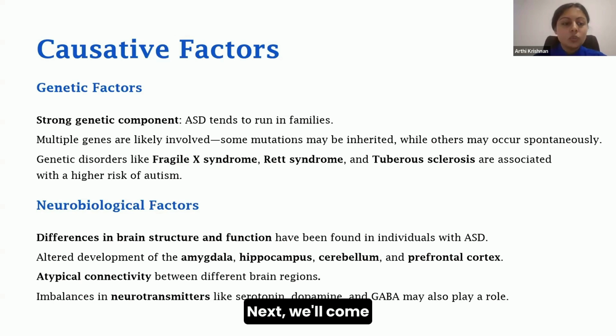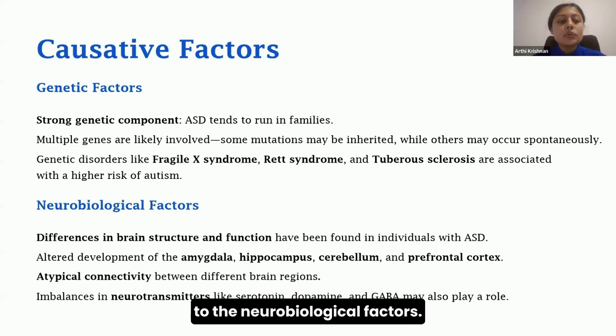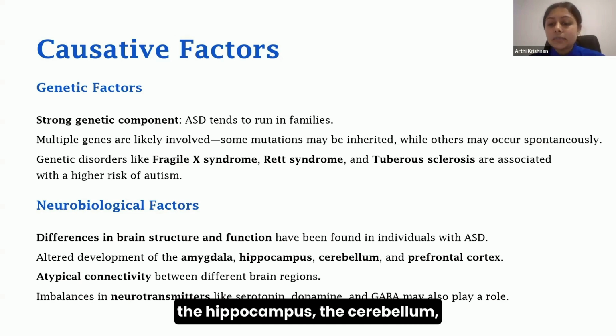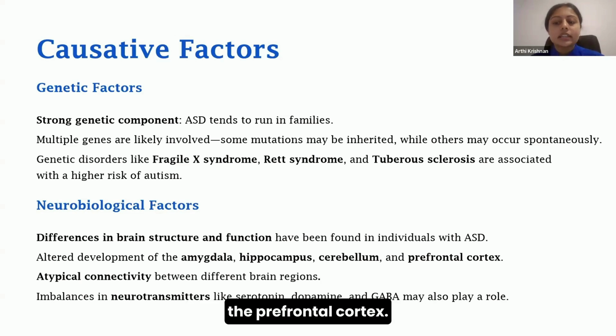Next, we'll come to the neurobiological factors. So, when it comes to autism, we also need to understand the brain's anatomy and the brain's function. So, in individuals with autism spectrum disorder, there could be altered development of structures like the amygdala, the hippocampus, the cerebellum, the prefrontal cortex, right?